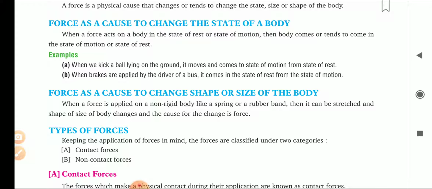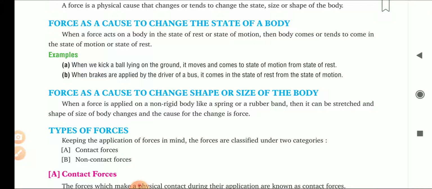When brakes are applied by the driver of a bus, it comes to a state of rest from a state of motion. So initially the bus was in motion. When the brakes are applied, a retarding force acts on it and the bus comes to a stop. Force as a cause to change the shape or size of the body. When a force is applied on a non-rigid body, on a rigid body there will not be any effect. Rigid body means if you are applying a force on a wall, nothing will happen to the wall.